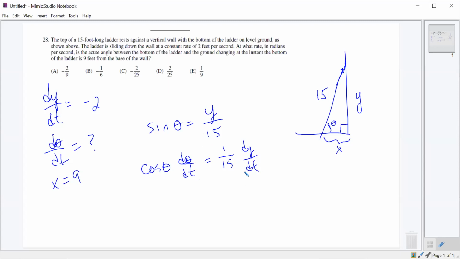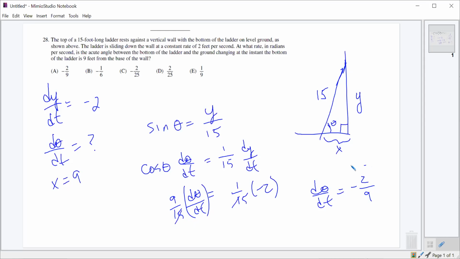And so we're then able to put in our 1/15 here times a -2 for the dy dt, and then d theta dt is still here, but cosine theta we don't know. And so we know that cosine theta is adjacent over hypotenuse. So if we are talking about when x is 9, well, then cosine of theta ought to be 9 over 15. And so we should be able to solve that, multiply by the 15 to cancel the 15s out. And you end up with d theta dt equals -2/9.